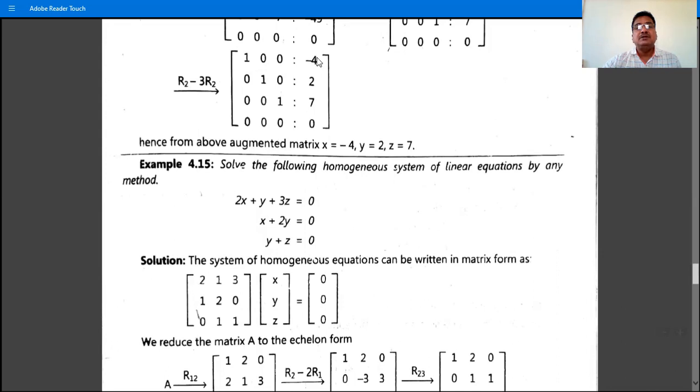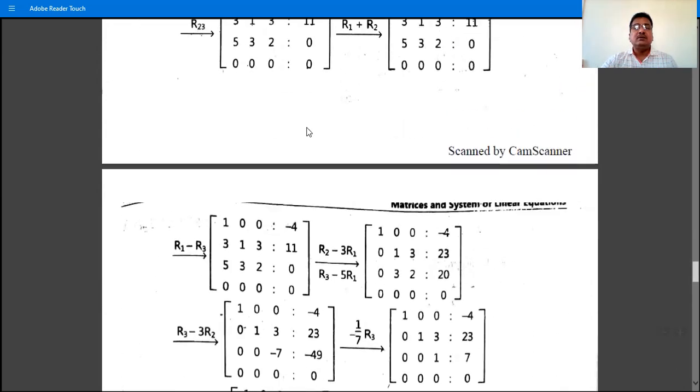And now if you observe the whole matrix, this is the reduced row echelon form of the matrix AB. In this matrix also, this is a non-zero row, this is a non-zero row, this is a non-zero row, and the last row is a zero row. Therefore rank of AB is 3. So we have rank of A is equal to rank of AB is equal to 3, and this is equal to the number of variables.